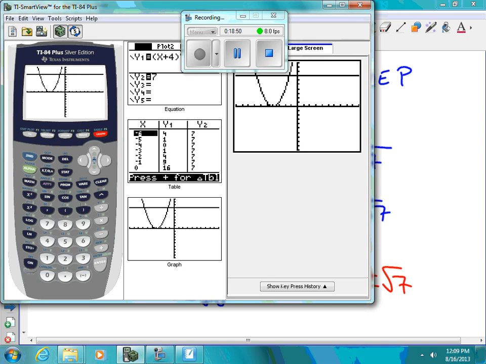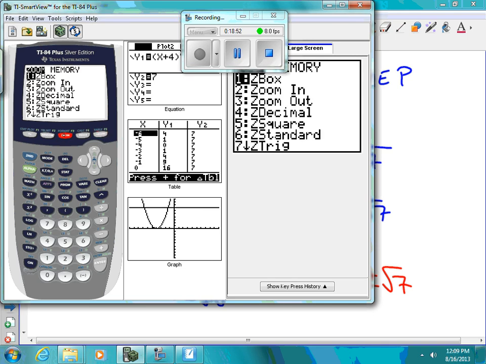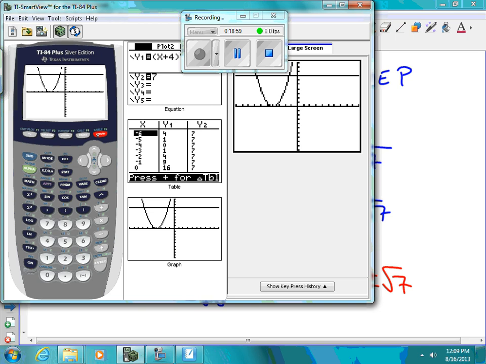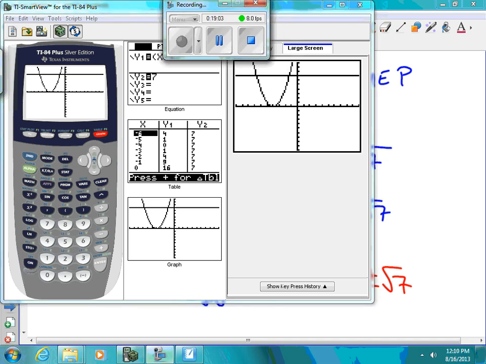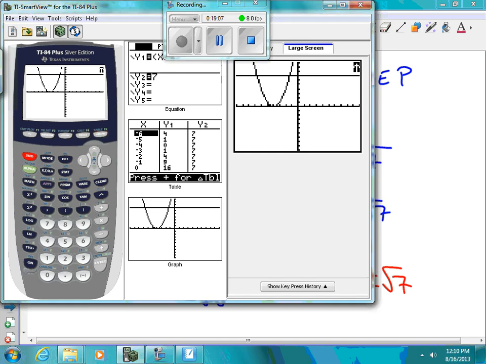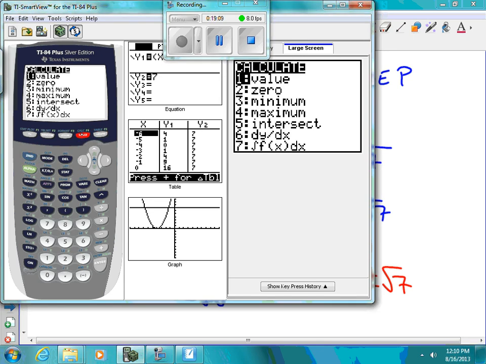Sometimes you may have to change your window. If you hit zoom out, you can zoom out until you can see it on your window, but we already see it, so we're just going to leave it on graph. The two spots where it crosses on the graph, those are your two solutions. So we just do our intersect. Second trace. We want to find the intersect.